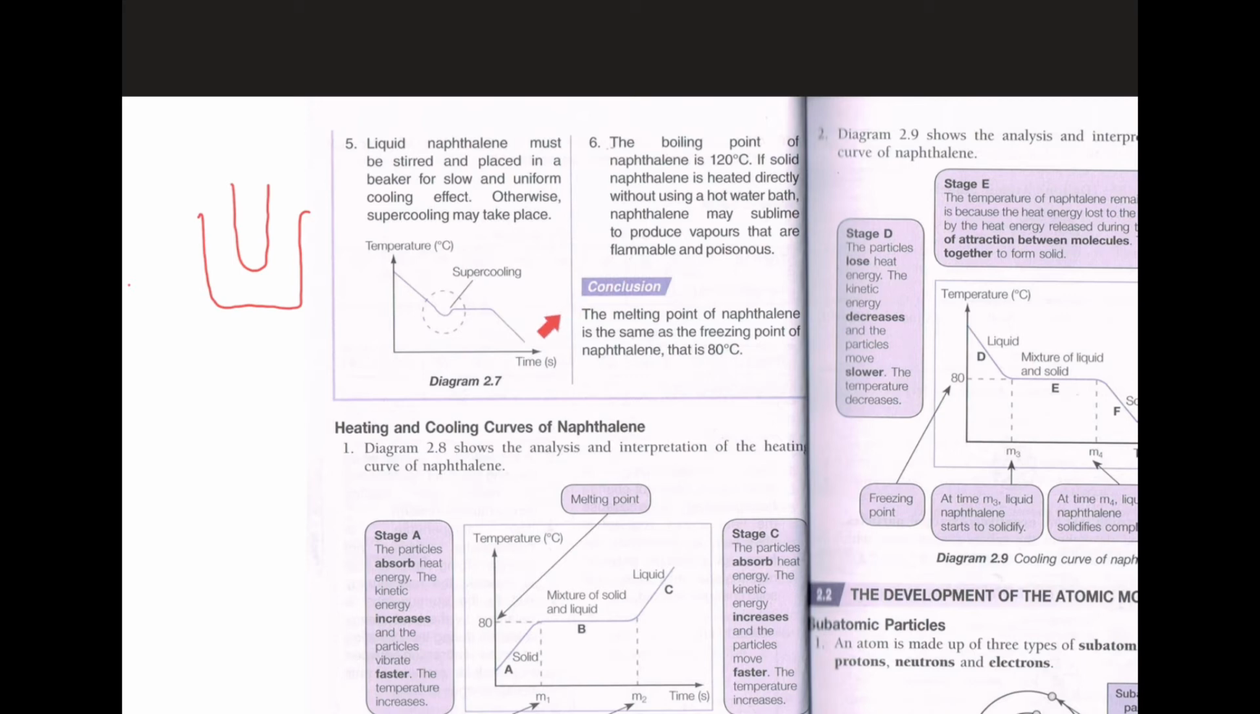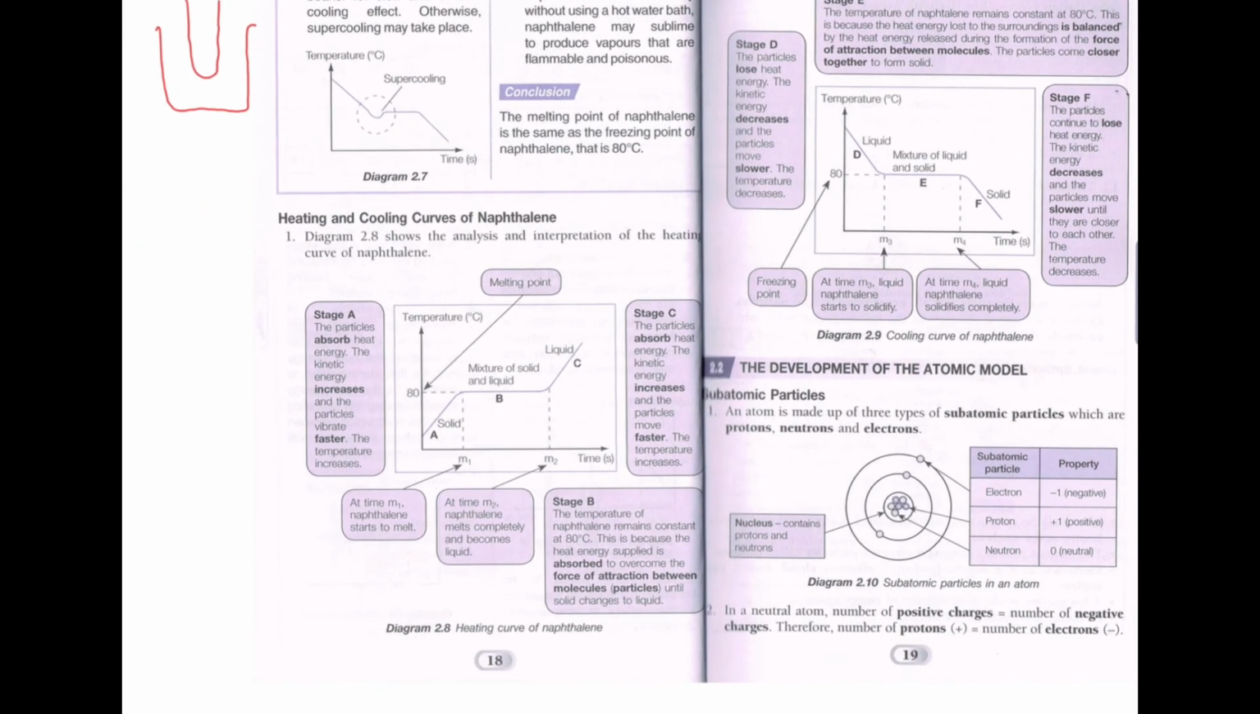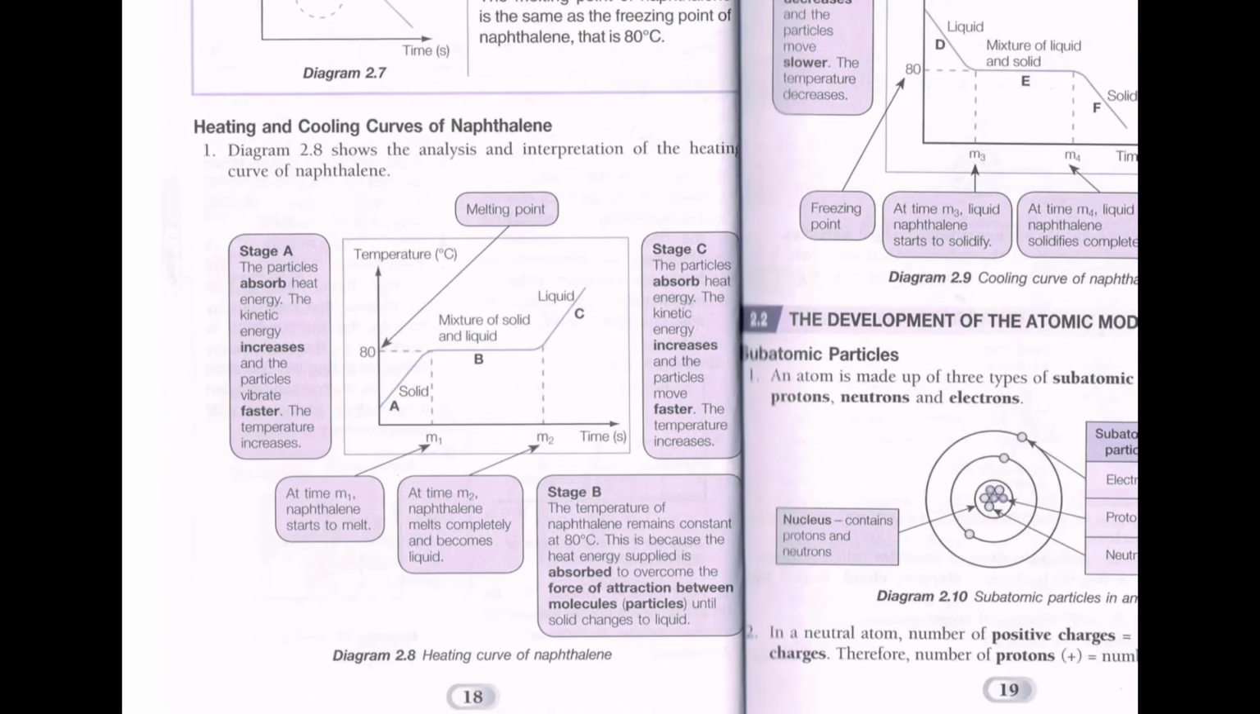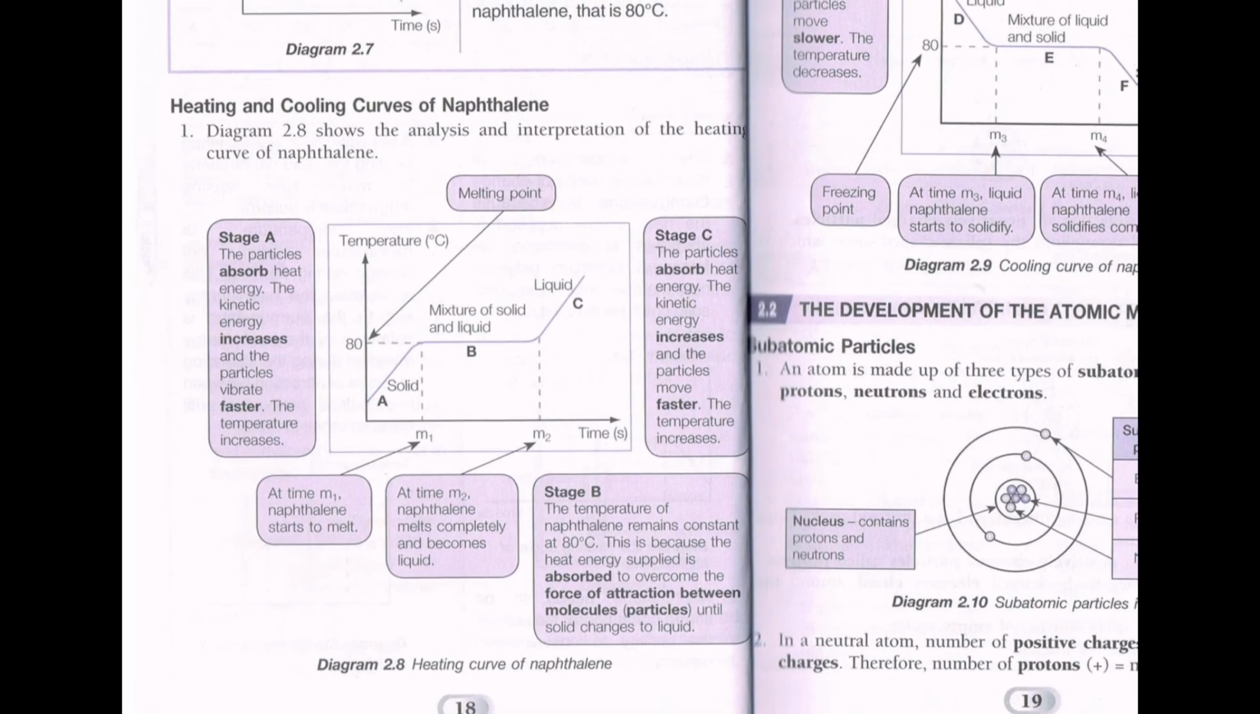And flammable means can catch fire easily. So conclusion, the melting point of naphthalene is the same as the freezing point of naphthalene, that is 80 degrees Celsius. Okay, so finish the experiment. Okay, now let's see the graph in details. Okay, so our graph here, heating and cooling curve of naphthalene.